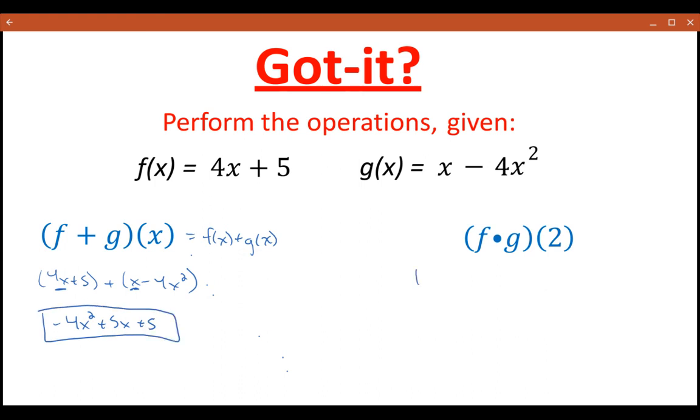And the next one, this is the same thing as f of 2 times g of 2. So this would be 4 times 2 plus 5 times 2 minus 4 times 2 squared. That gives us 8 plus 5, which is 13, times 2 minus 2 squared is 4 times 4 is 16. So 2 minus 16, which is negative 14. 13 times negative 14 is 182, negative 182.